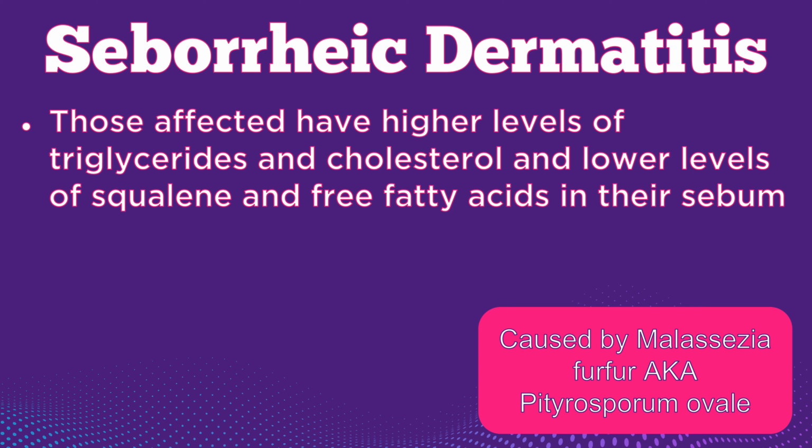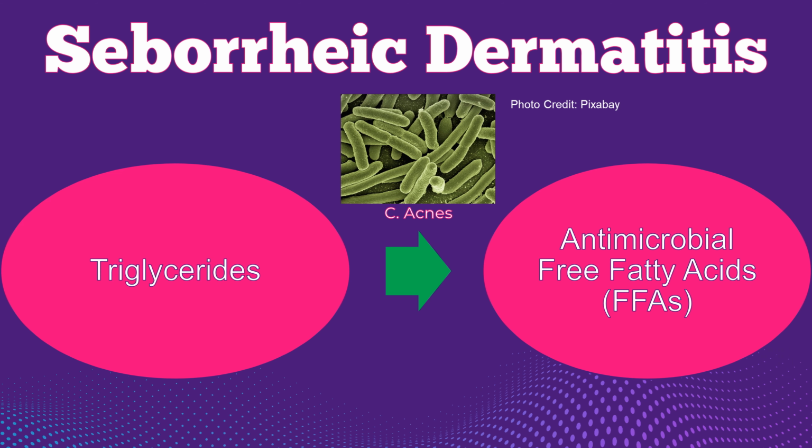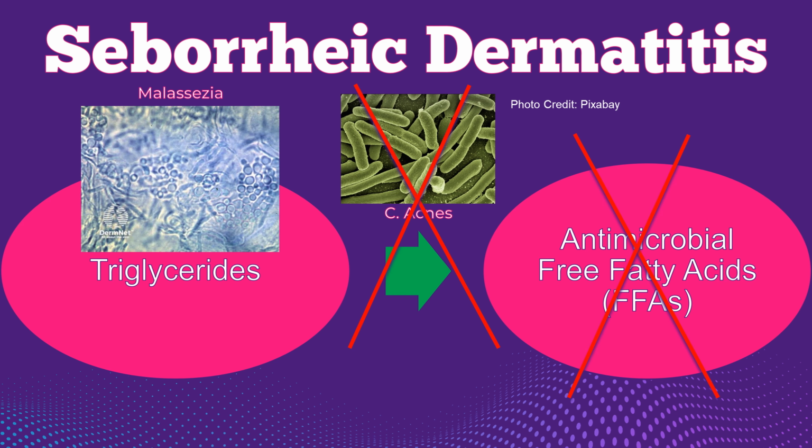There are also lower levels of the bacteria P. acnes in Seb Derm skin. P. acnes converts triglycerides to free fatty acids that are antimicrobial. Therefore, if you have less P. acnes, you have fewer triglycerides being converted to the antimicrobial free fatty acids. Therefore, Malassezia furfur can grow like crazy and cause what we see as Seb Derm. This inverse relationship between Malassezia and P. acnes growth may also be due to the fact that there's only so much real estate on our skin for flora like Malassezia or P. acnes to live on.